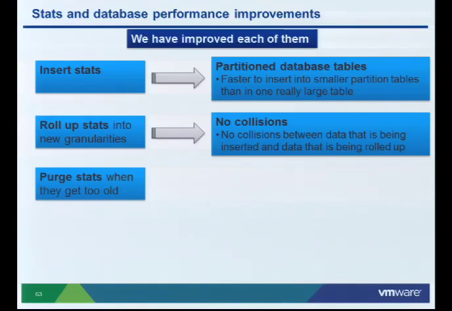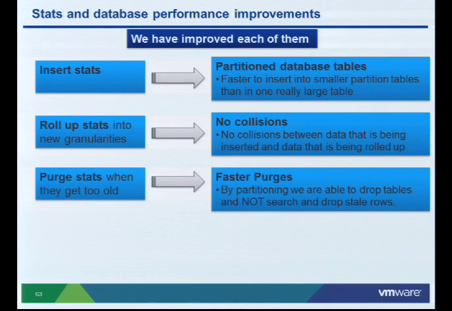Again, during roll-up, there are no collisions. The partition where you're doing the roll-up is not the partition where new stats are being added, so there's no collision there. Second, previously when purges happened, you did a select all, found out from the tuple whether it was purgeable or not, and then purged it. You can imagine how CPU and IO intensive that was. Now, one of those partitions is flagged to be purged, and you just drop that table. So it's pretty much order of one in terms of complexity.